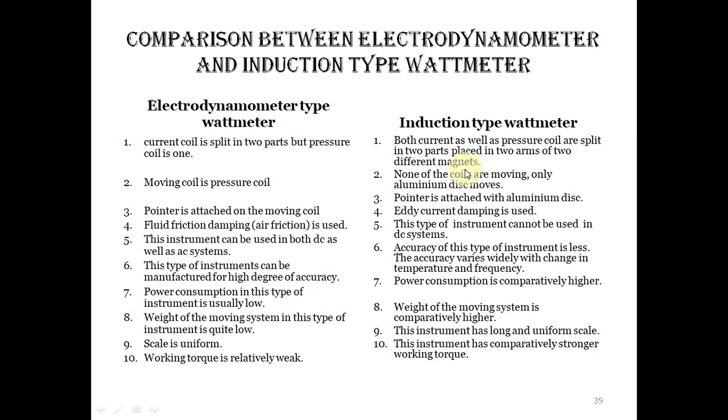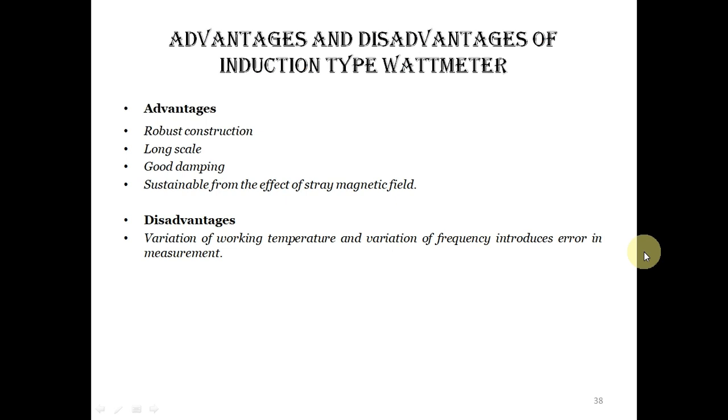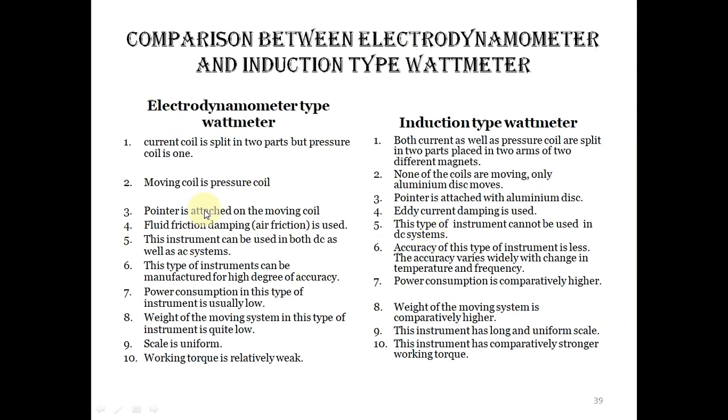Here one set of winding will be here, the second set of winding is here. You can see pressure coil, this is one set, this is second set, here also one set, here also second set. In the electrodynamometer, the moving coil is the pressure coil. In the induction type, none of the coils are moving, only the aluminum disc moves, and the pointer is attached to the aluminum disc.